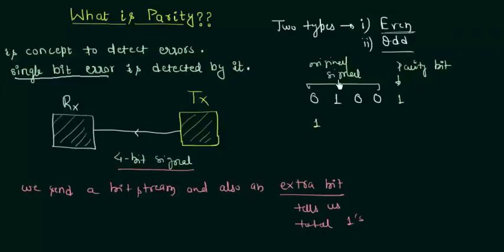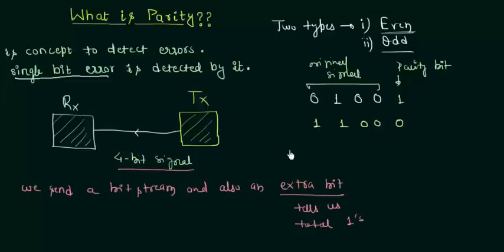If the original signal was 1 1 0 0, what you can see here is that there are two 1s, which means it is an even number of 1s. So whenever there is already an even number of 1s, in case of even parity we just make the parity bit 0, because what we want at the end of the day is the number of 1s to be even in case of even parity.